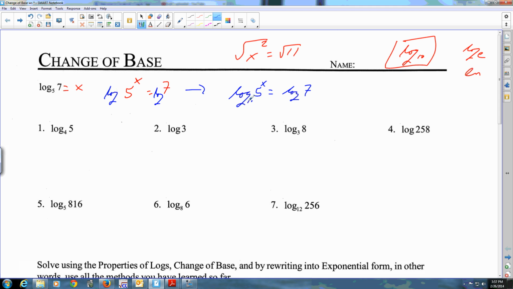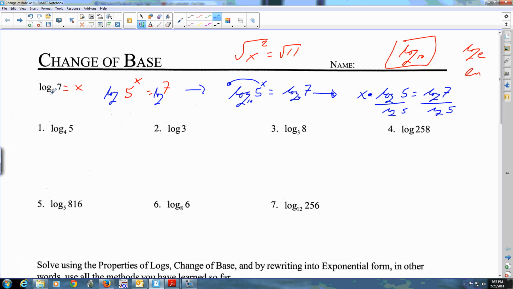Now, what are the properties that you guys have been using? That was base 10. You don't need to write the base 10, but I'm just doing it to emphasize the point. One of the properties that you have is that when you have an exponent inside a logarithm, that exponent drops in front as a product. That's one of the rules that you had to memorize. So that's x times, when I drop that in front, log of 5 equals log of 7. Now I want to solve for x. This is held by multiplication, so I divide it out.